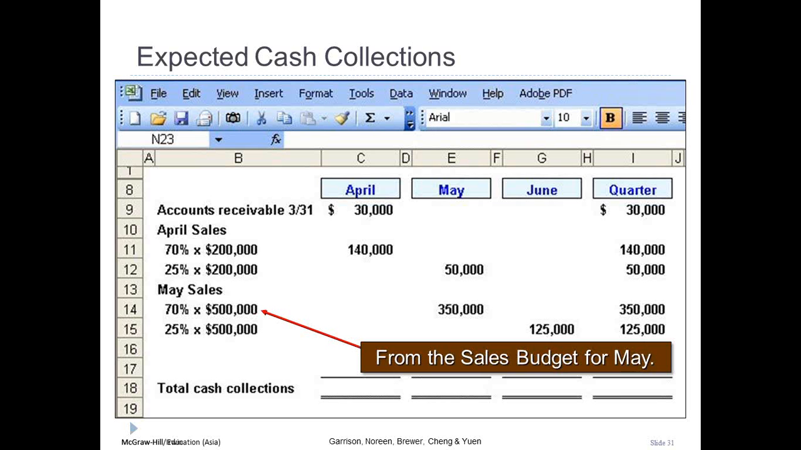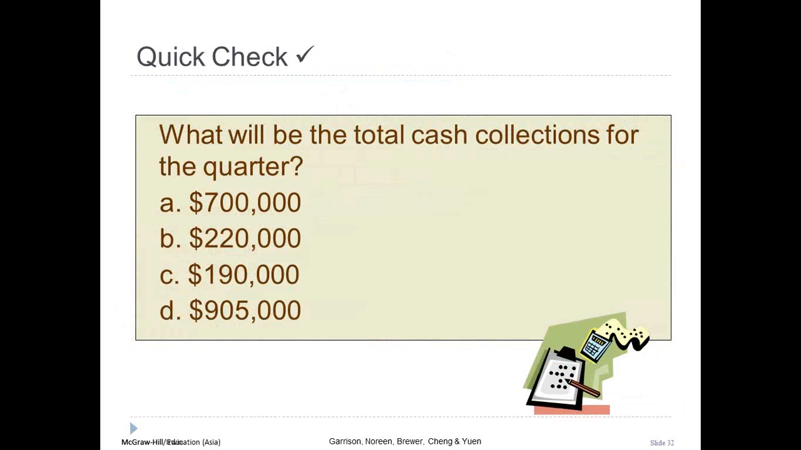So, can you complete the final month of June to get the total expected cash collections for the quarter? What will be the cash collections for the quarter ended June 30th? $905,000. There you go.